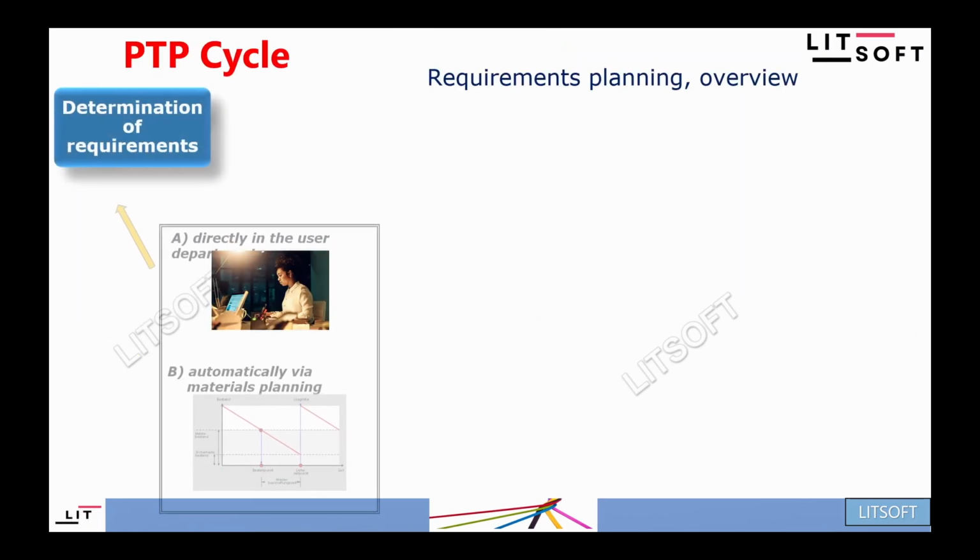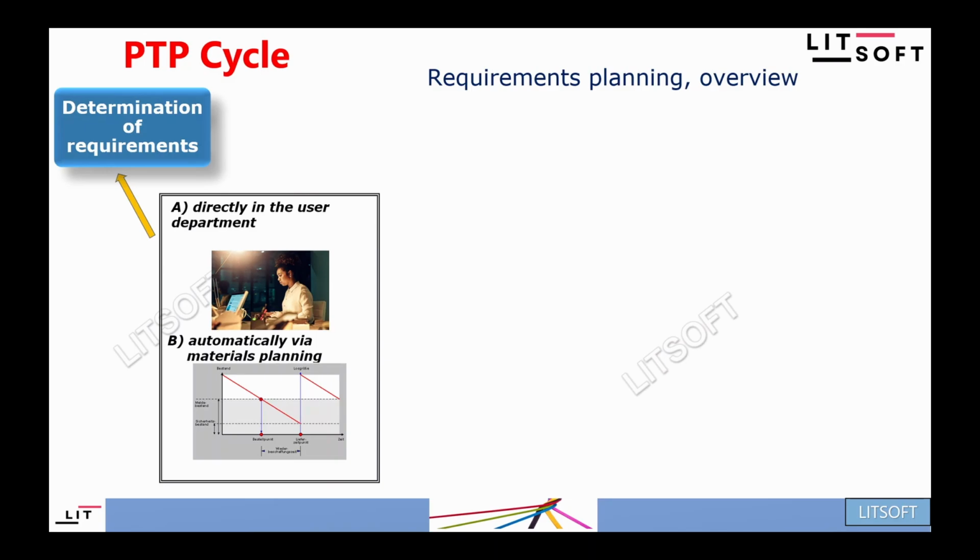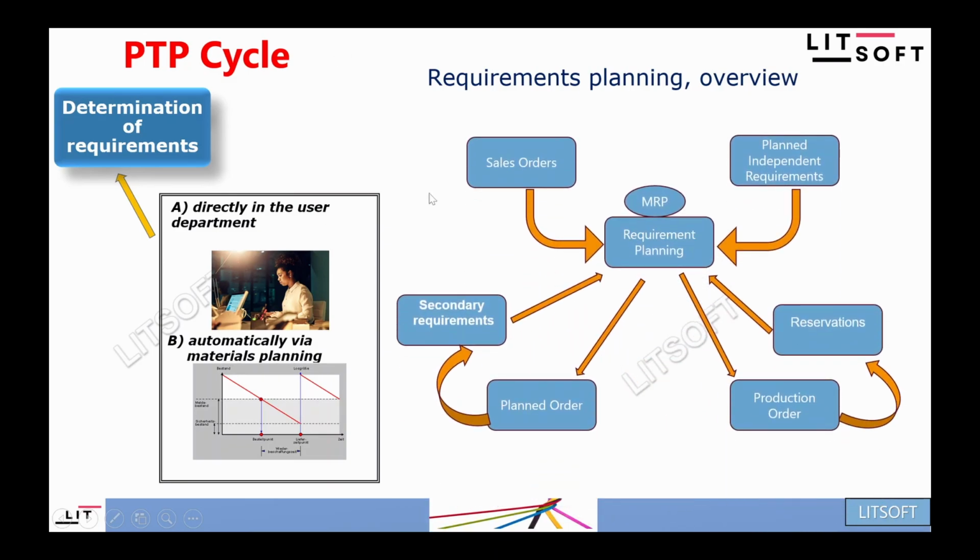Then, as we discussed earlier about the determination of requirements, how do you determine the requirements? This is either direct from the department or automatically from the MRP. Now here I have prepared a requirements planning overview: from the sales order or planned independent requirements, I'll run the MRP, and requirements planning will be run.